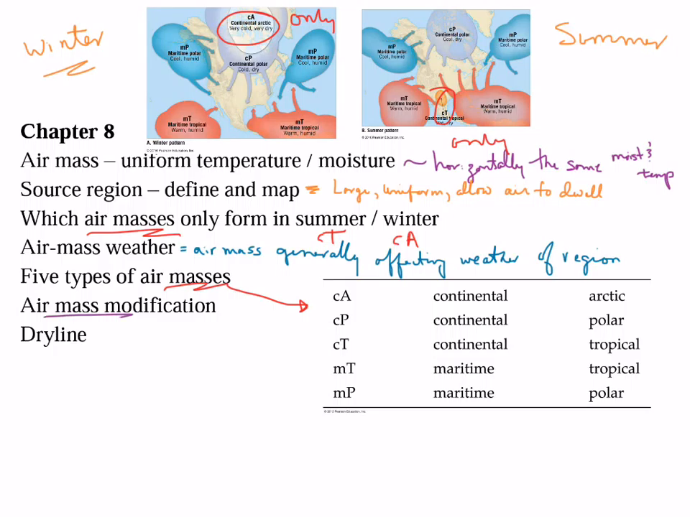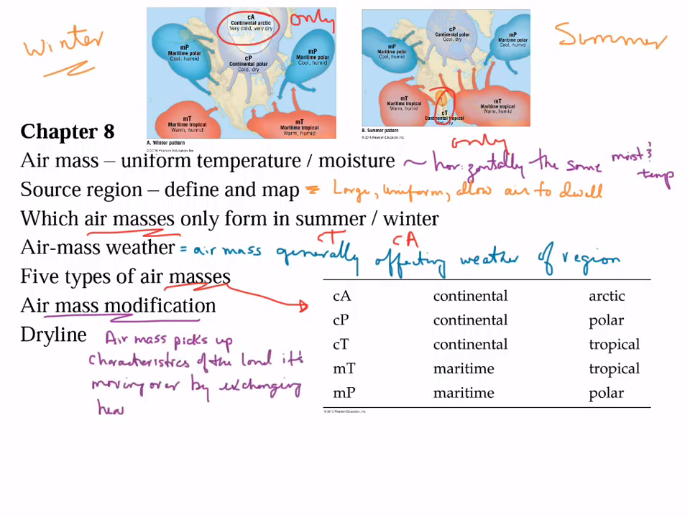So airmass modification is kind of like after it's set there for a while and moves away from its source region, it starts to change. It kind of makes sense. The example we looked at was the temperature of that air mass that started in Canada, and as it moved down through Texas, it became modified. It became warm. So an air mass picks up characteristics of the land it's moving over by exchanging heat and moisture.